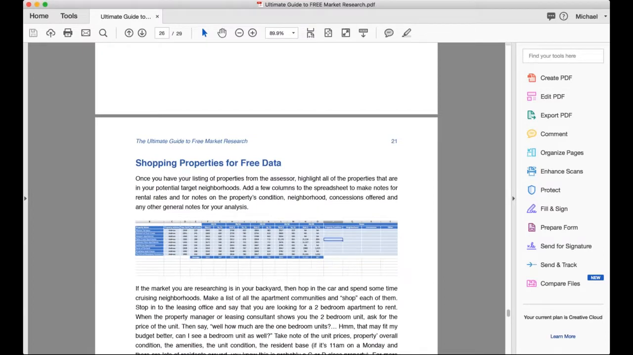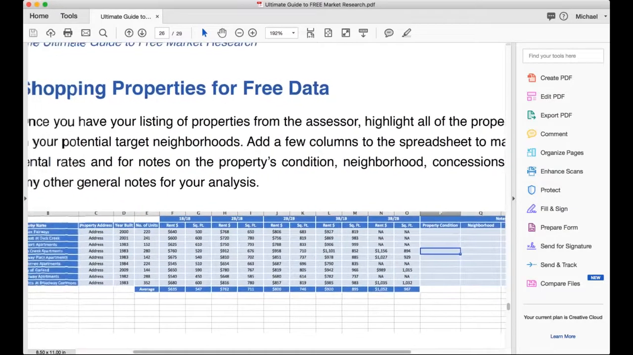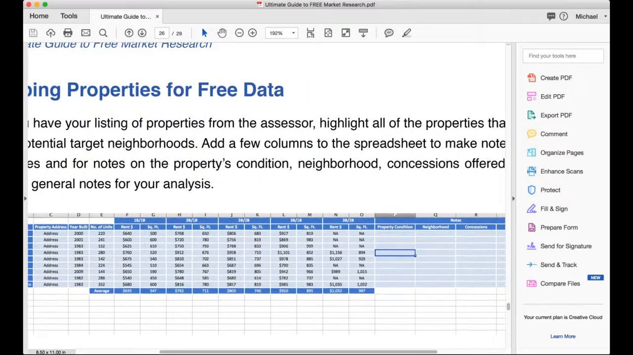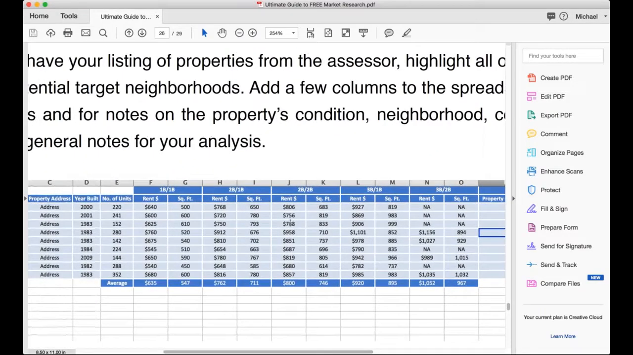The other thing, once I get serious about a certain area, I'll do what they call driving for dollars. I'll just drive around the area, and then I'll shop some of the properties. I don't know if you can see. I'll hide those, but when we were looking at a deal in Dallas-Fort Worth, I flew down and I went and shopped all these properties. So these are all comps for the property that we bought.